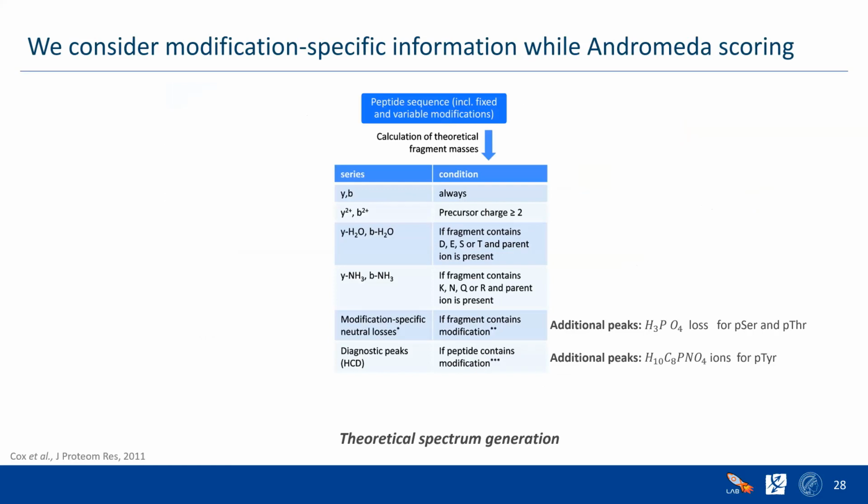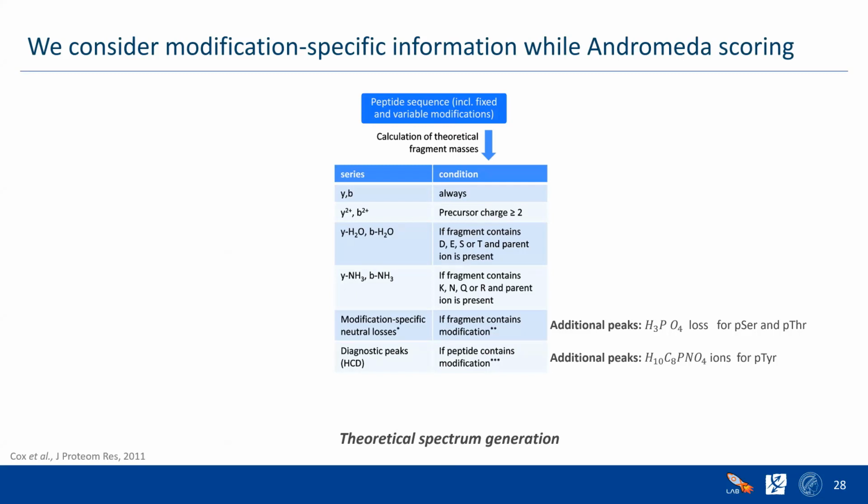Now let's go through the second step, the Andromeda scoring. You have seen this in the last days. For the Andromeda scoring, we have one branch about the experimental spectrum and a second branch about the theoretical spectrum. The theoretical spectrum is still prepared in a similar way. We still have b and y ions, and doubly charged b and y ions if the precursor charge was bigger, considering whether it is HCD or CID. And then we have some neutral losses. But for the modification, in addition to these peaks, we have peaks with specific losses for phosphorylated serine and phosphorylated threonine. If it was phosphorylated tyrosine, we will have the diagnostic peaks.